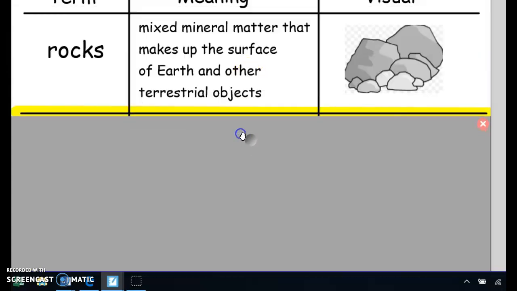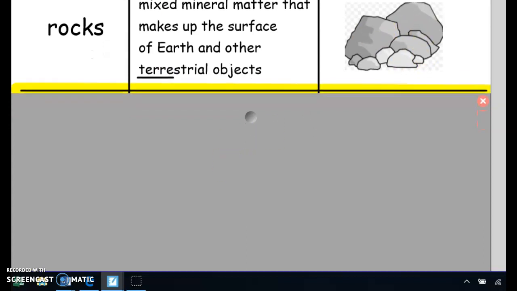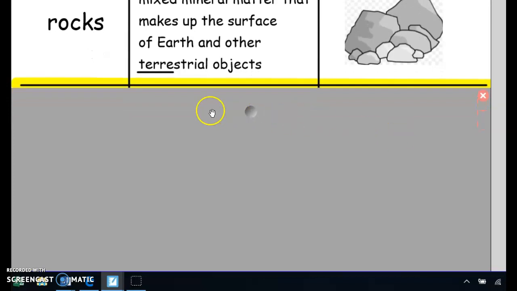All right, so first definition is rocks. Rocks are mixed mineral matter that makes up the surface of Earth and other terrestrial objects. You'll learn with Mrs. Gustafson about this root terra. I don't think you have yet. You'll learn about how that actually means Earth. So I'm just going to highlight that for you. Okay, so here's a nice little picture of rocks. Remember to pause me and copy and do what you need to do.